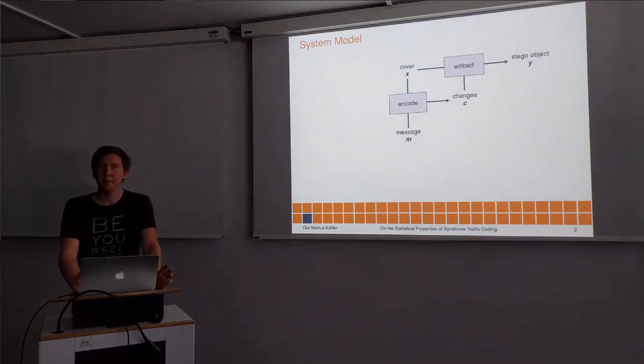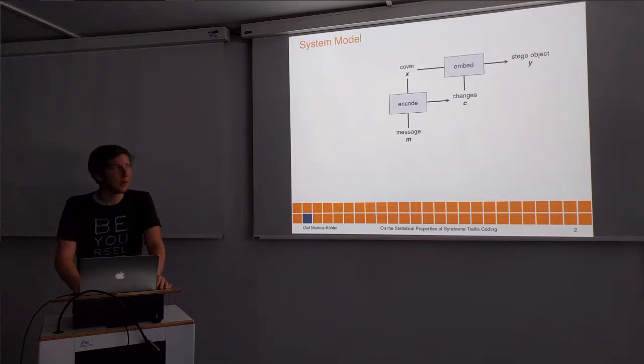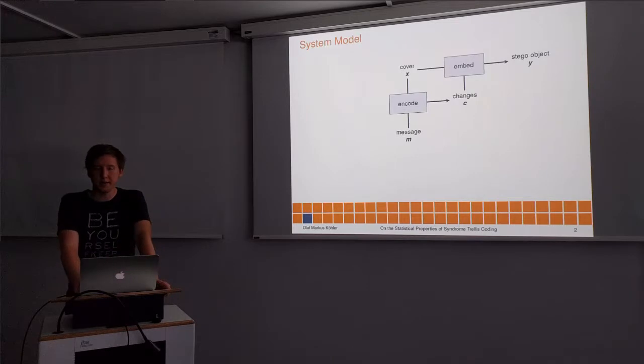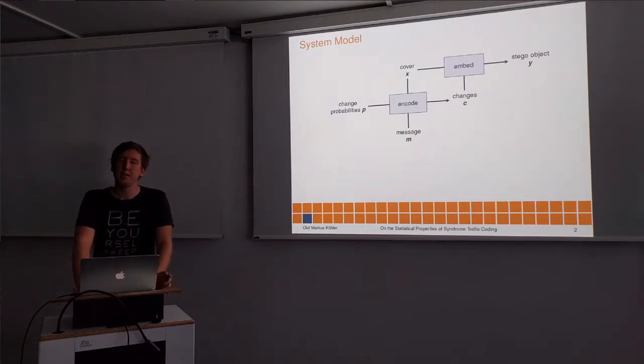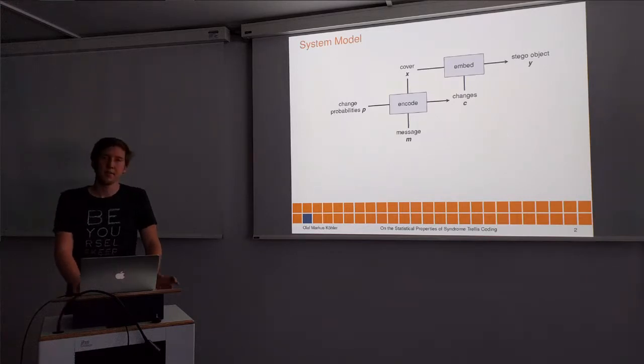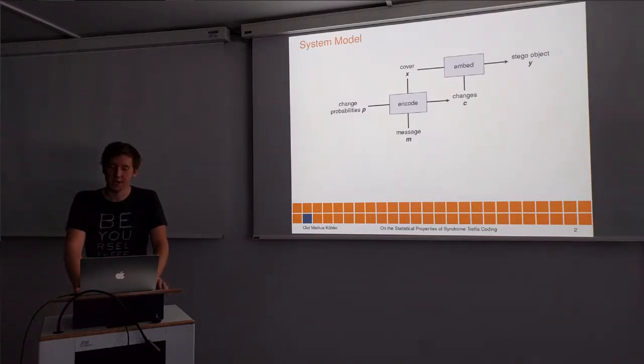As encoding is the main concern of our analysis, the focus will be on the binary change vector C. But to make this a bit more complicated, we have another input to our encoding, and this input is called the change probability vector P. This change probability vector gives us the probability of each element of the change vector to be true. The idea is that we want to influence where we change our cover object, since changes at different positions have a different impact on the detectability of the changes.